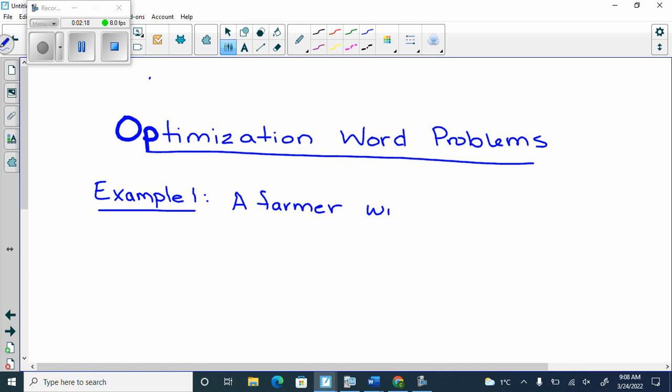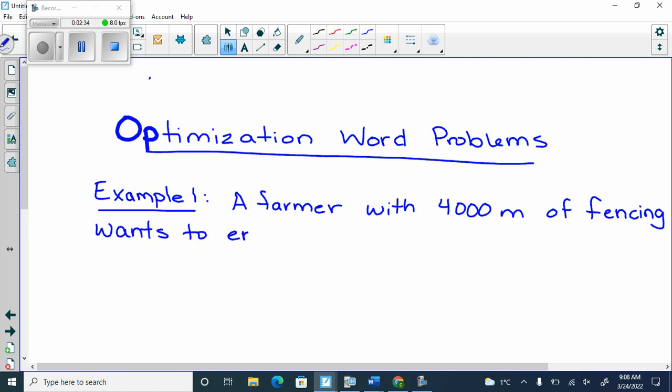A farmer with 4,000 meters of fencing wants to enclose a rectangular plot that borders a straight river.